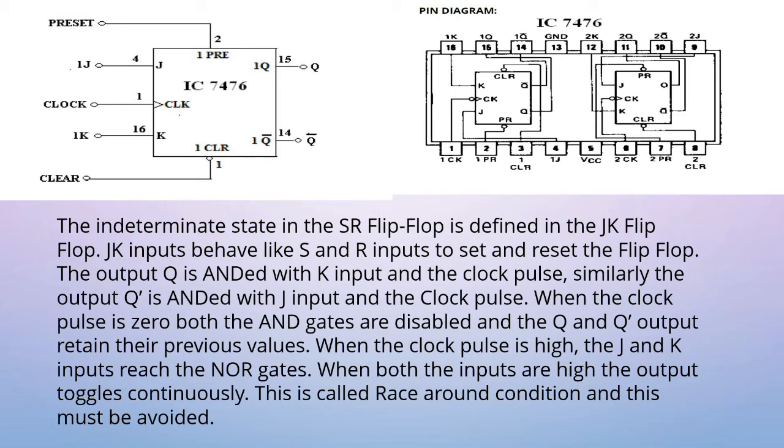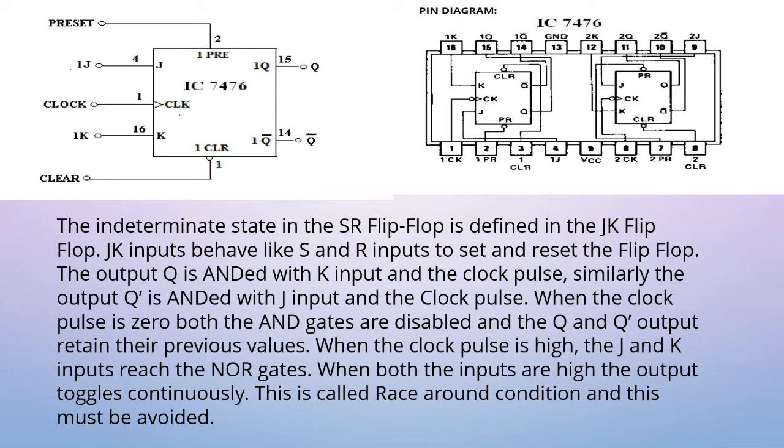JK input behaves like S and R input to set and reset the flip-flop. The output Q is ANDed with K input and the clock pulse. Similarly, output Q dash is ANDed with J input and the clock pulse. When the clock pulse is 0, both AND gates are disabled, and Q dash output retains the previous value.